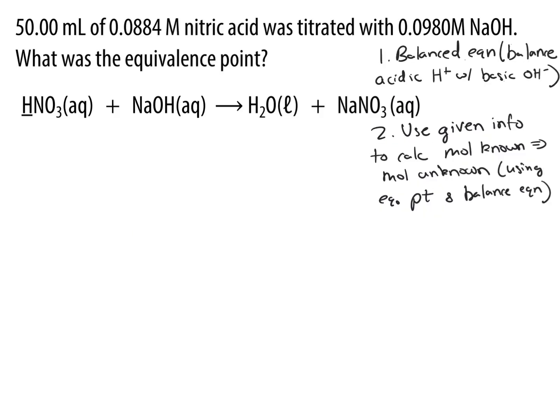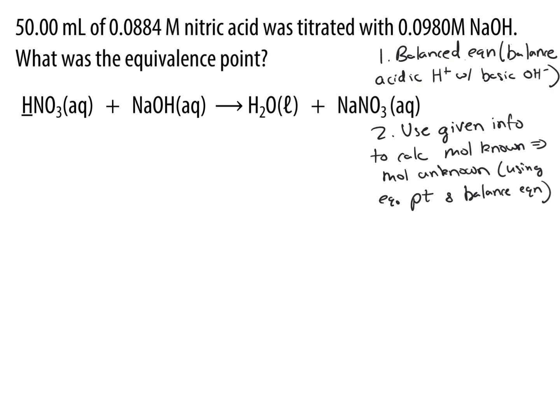Next, we're going to use that given information to get moles of known. So one of these sides is going to be known. We're going to have enough information to get to moles. Then convert to moles of unknown. That's a mole-to-mole conversion where we need that balanced equation to do it.